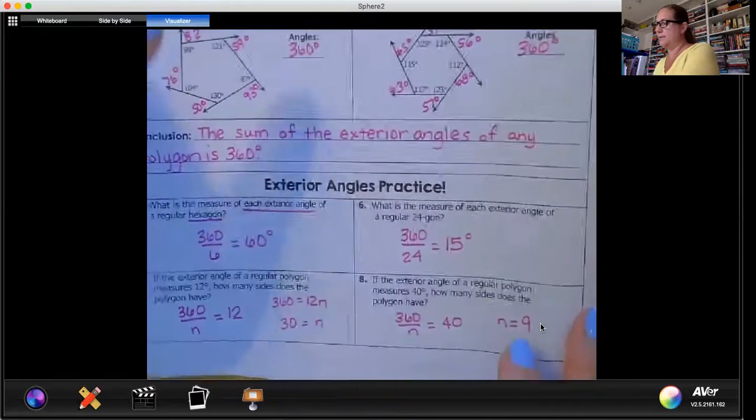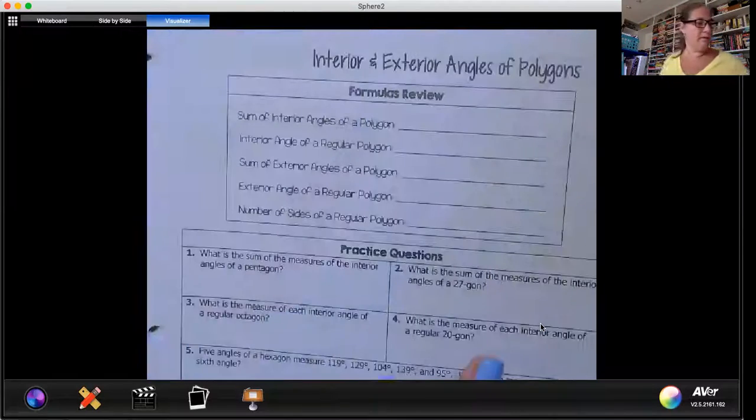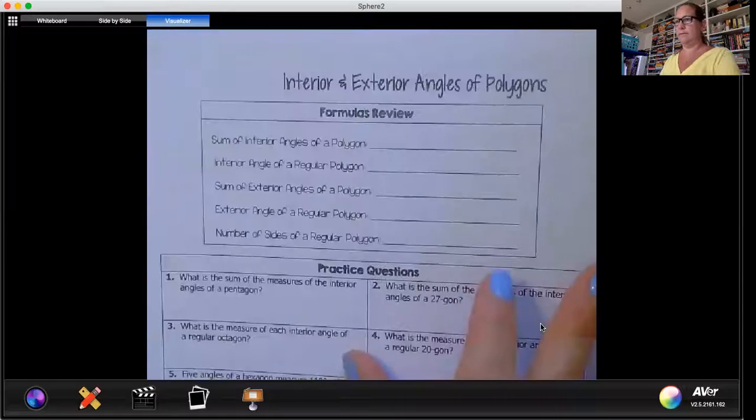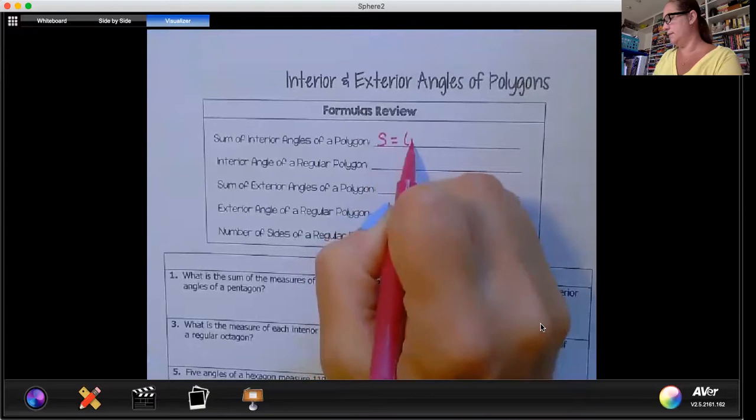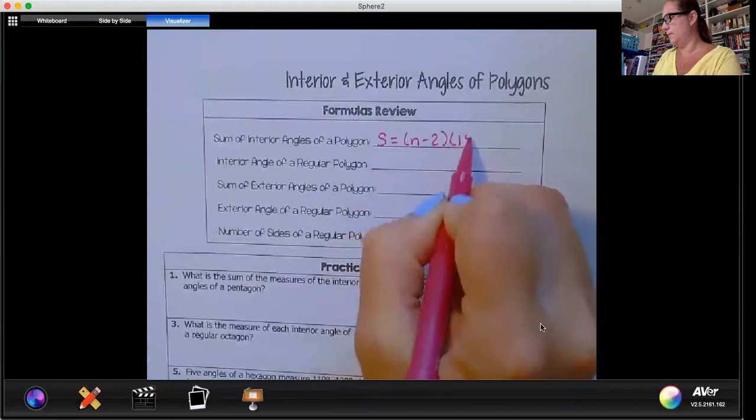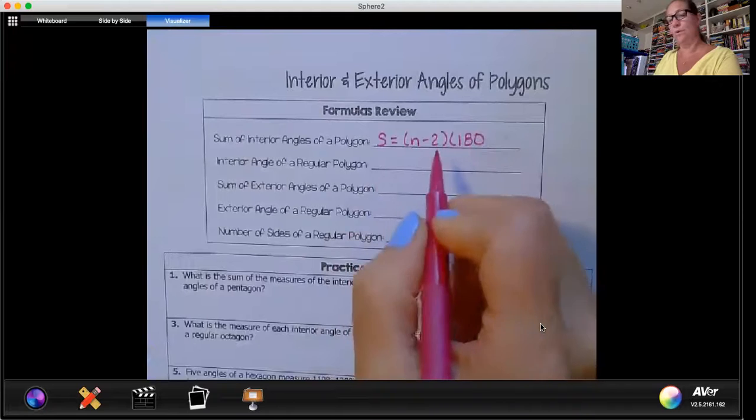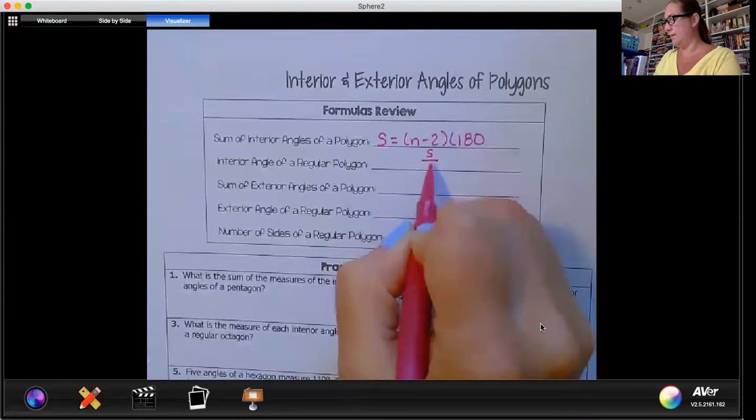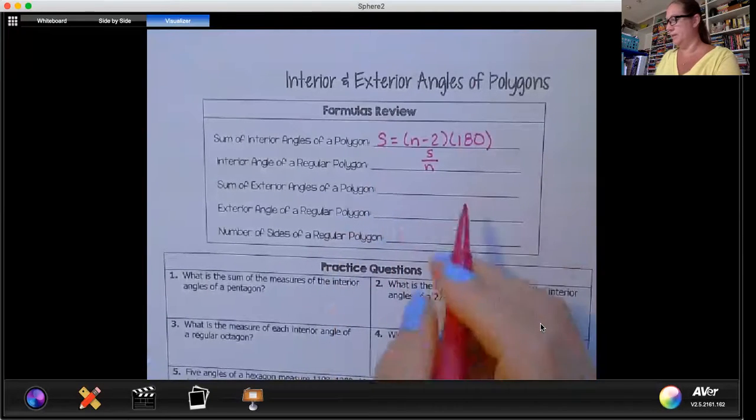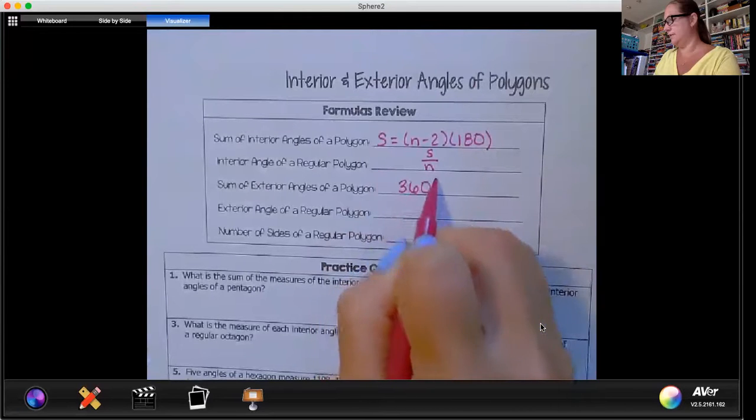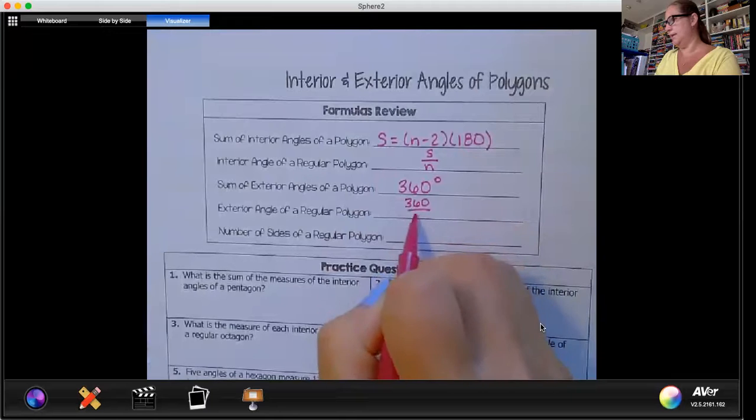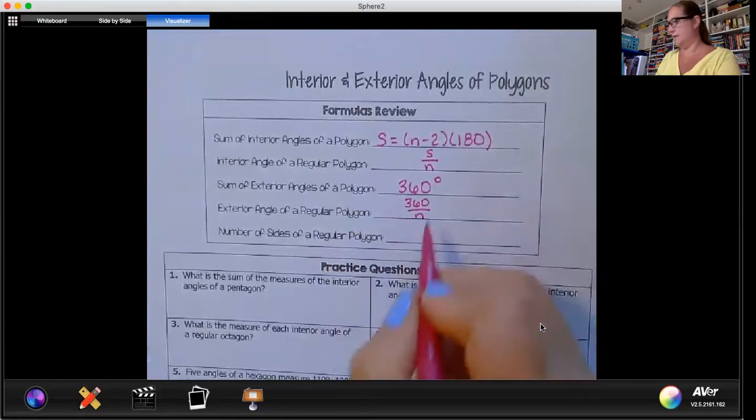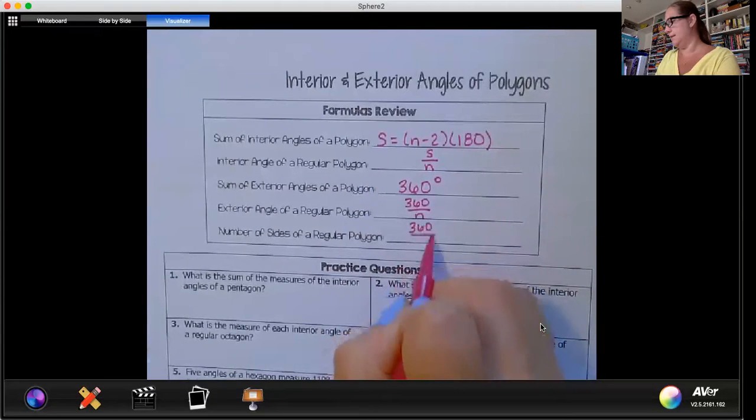At the top of the next page, we're going to do a little summary of the formulas that we've learned. The sum of the interior angles of a polygon is S equals (n minus 2) times 180. Each interior angle would be the sum divided by the number of sides. The sum of the exterior angles is 360. Each exterior angle is 360 divided by n. And to find the number of sides, you do 360 divided by the measure of an exterior angle.